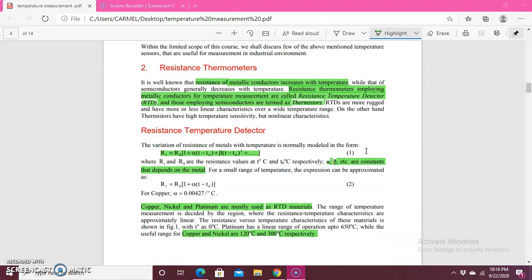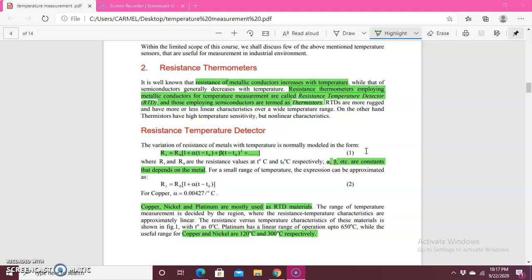So what is this resistance thermometer? It is also called a PTC, which is nothing but positive temperature coefficient. That means the temperature and the resistance of a particular wire are directly proportional. That is the reason it is called positive temperature coefficient. The resistance of the metallic conductor increases with temperature. That is the reason your RTD gives a linear response.